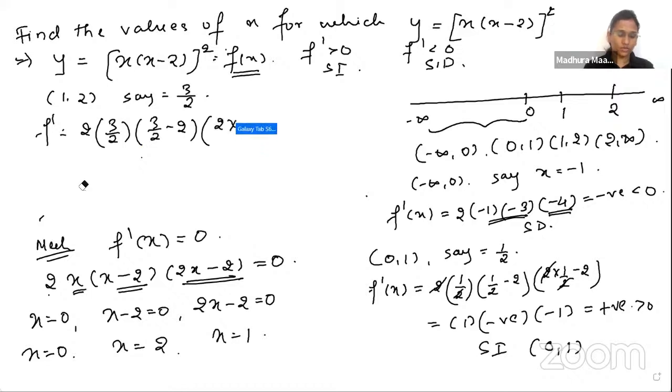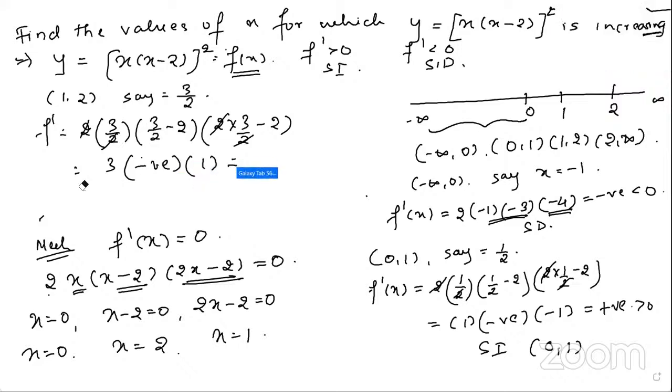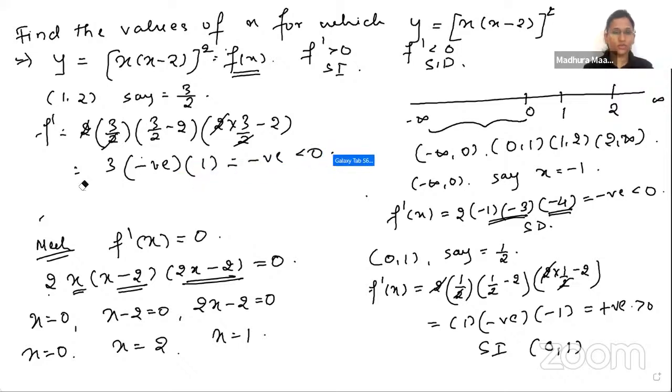And 2 into 3 by 2 minus 2. Okay. So here 2 cancels. This is 3. 1.5 minus 2 will be negative only, no? Yes, ma'am. So this is negative, which is less than 0. So here also it is decreasing. We don't want this. Okay. Next, they are asking for increasing.